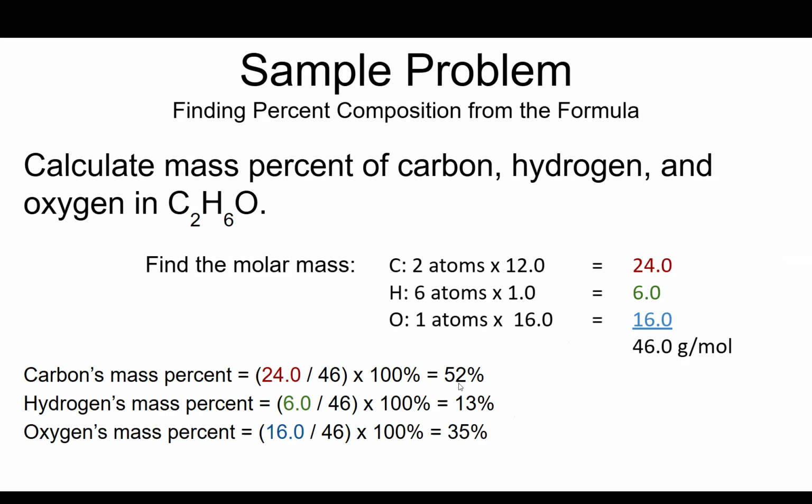So we end up with 52% carbon by mass, 13% hydrogen, 35% oxygen. And if you added up those numbers, 52 plus 13 plus 35, it should add up to about 100. This time it's spot on 100. So we've done that correctly. We've got the built-in self-check.